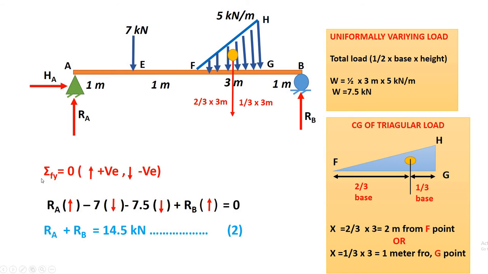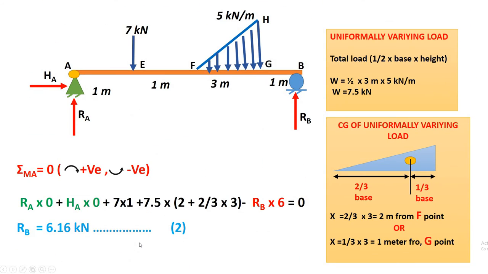Now let us apply the equilibrium condition. The algebraic sum of all forces in the y direction is equal to 0. Upward is positive, downward is negative. RA is acting in the upward direction, so it is positive. 7 is acting in the downward direction, so negative. 7.5, that is the total UVL, is also downward, so it is negative. RB is acting in the upward direction, so it is positive. So we determined RA plus RB is equal to 14.5 kilonewton.